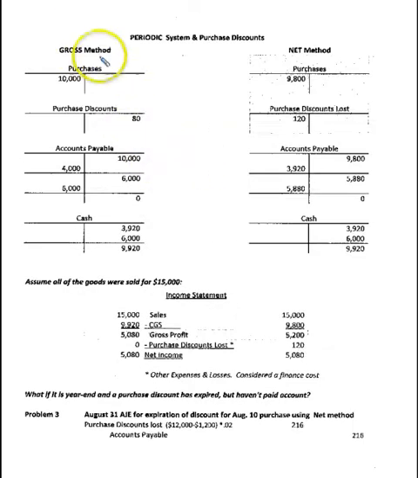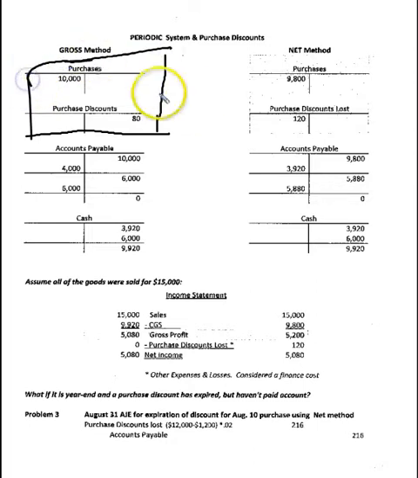So let's look at our next page. I've gone ahead and posted all of those. The accounts payable and the cash, you've seen that in the prior illustrations. What I wanted to focus on really is where cost goes. So under the periodic method, purchases less the discount would be 9,920. Ultimately, when the goods are sold, that becomes part of cost of goods sold.